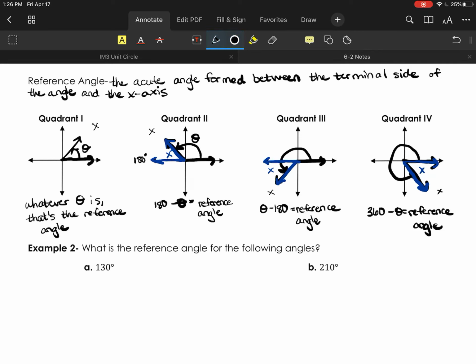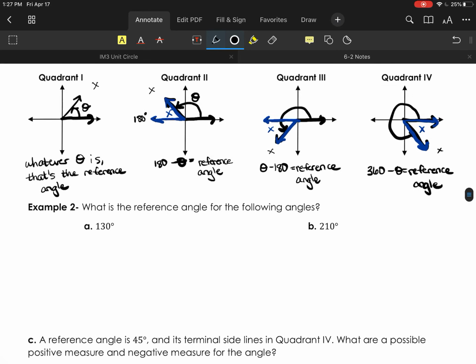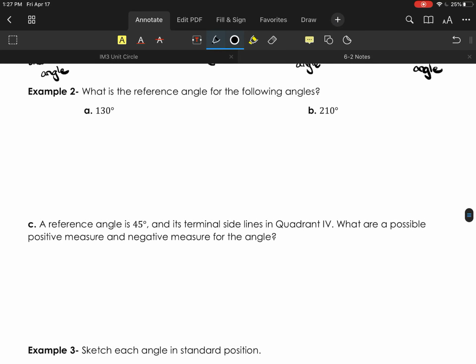All right, so now actually applying some stuff about reference angles for today. We just wrapped up in the last video what a reference angle is and talked about how to find it in each of the 4 quadrants. So now we're actually going to do that. What is the reference angle for the following angles?